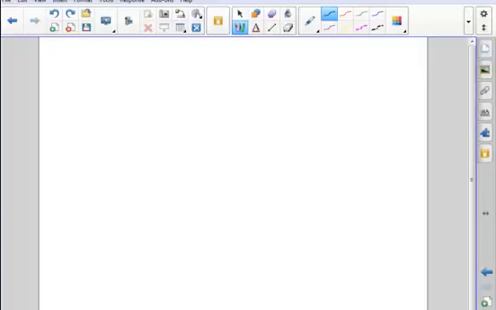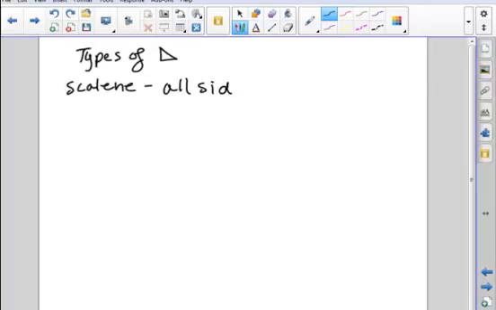Okay, well, let's go through. So you've got scaling. These are types of triangles. That's not a very good triangle, but that's all right. So you've got scaling, which means what? All sides are different. Are different lengths. That's the definition of scaling.